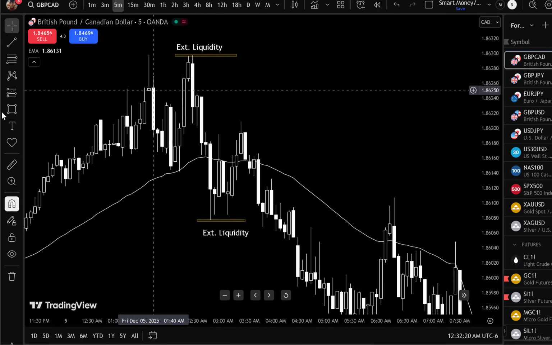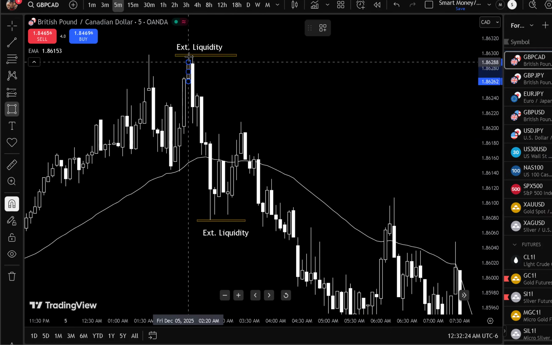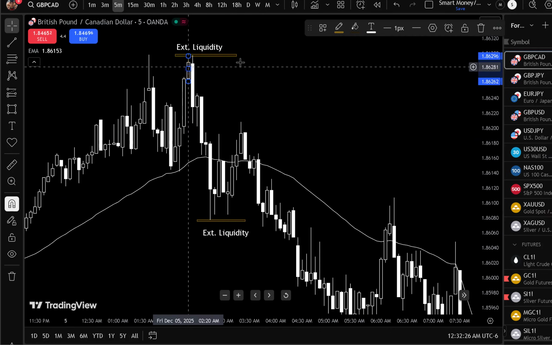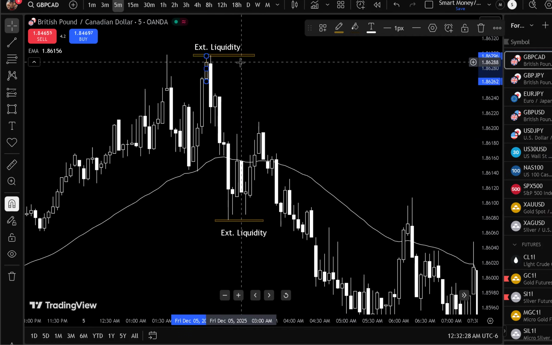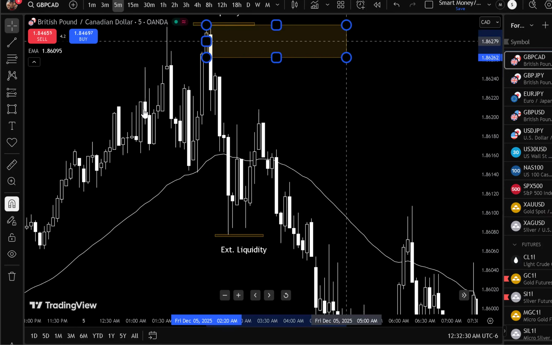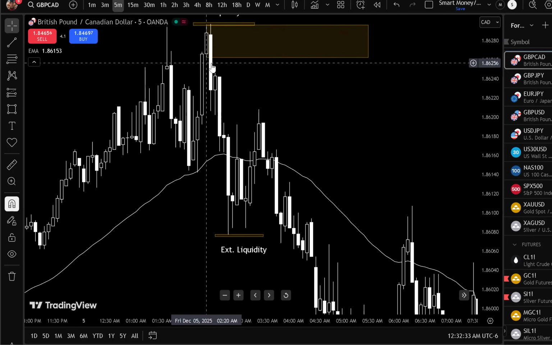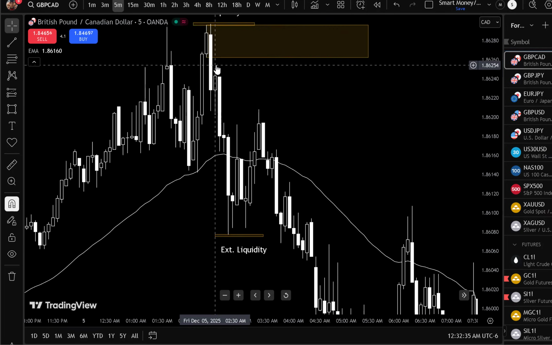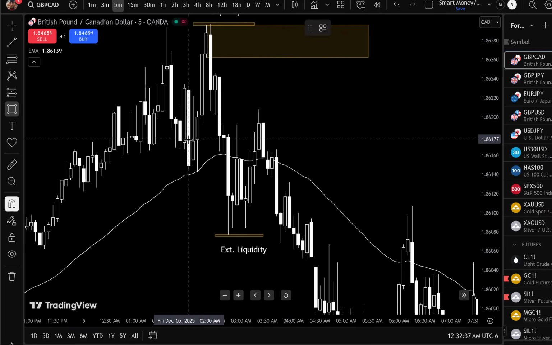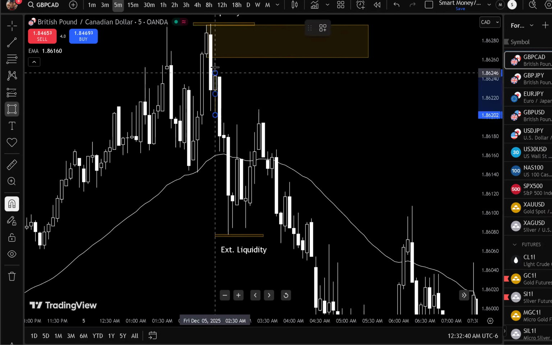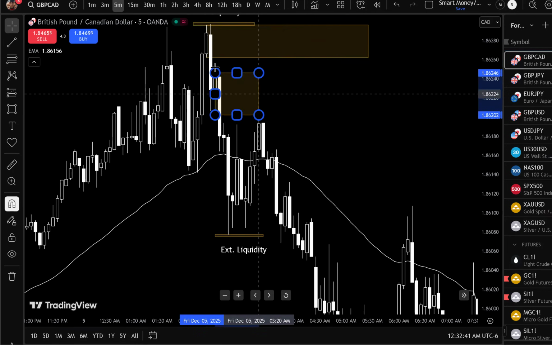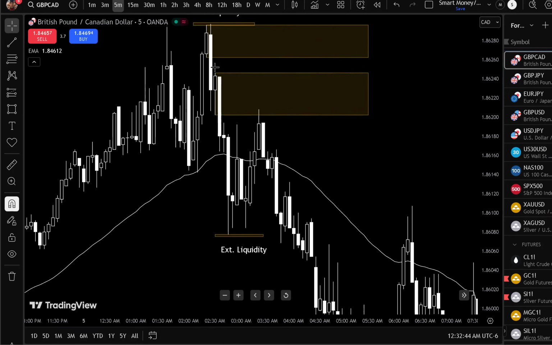All right. So we got this order block here. That's internal. Another one here. We got fair value gap right there. That's internal. Another order block here. That's internal. And this was the one that got tapped.